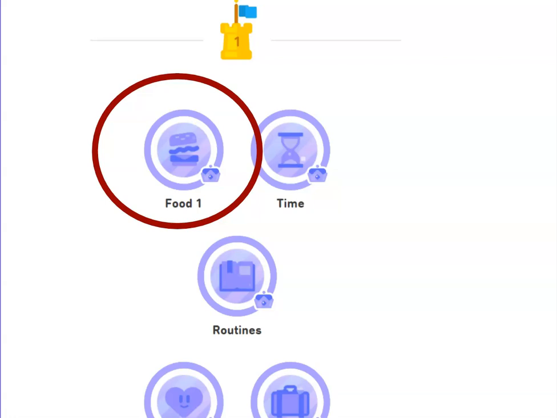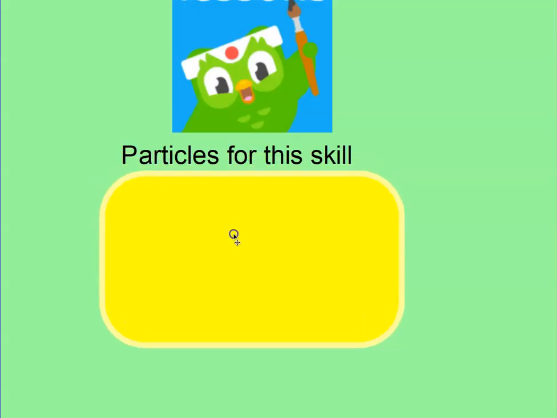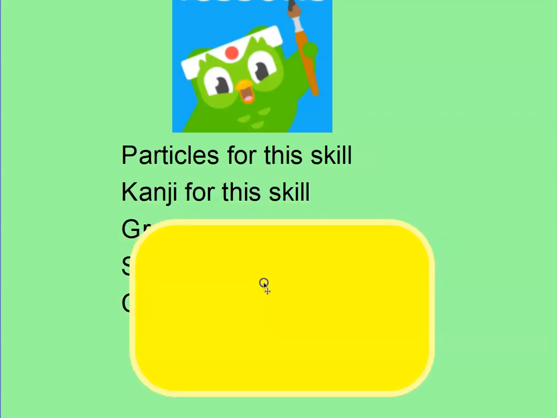Congratulations, guys. You've made it to the first castle checkpoint. You are now on Food 1. So, as always, we're going to talk about the particles for this skill. We're going to talk about the kanji for this skill.